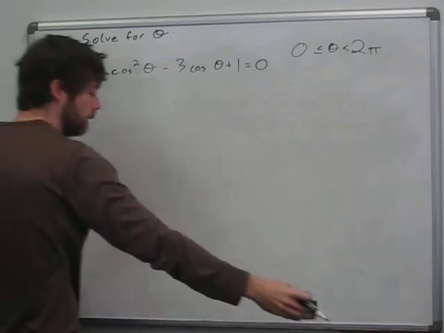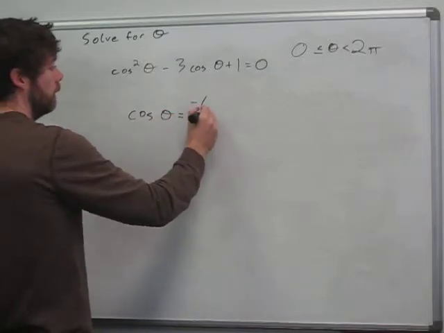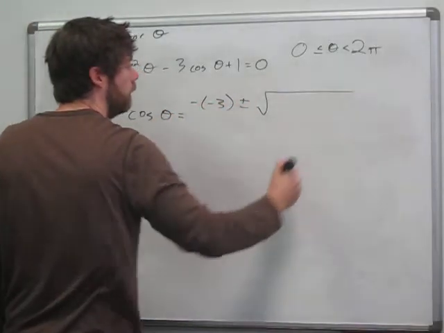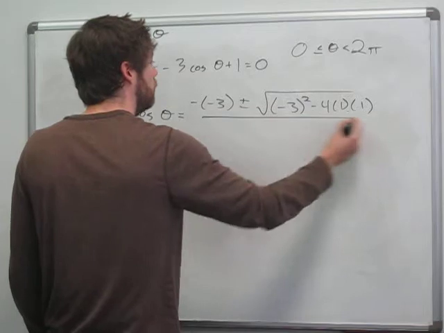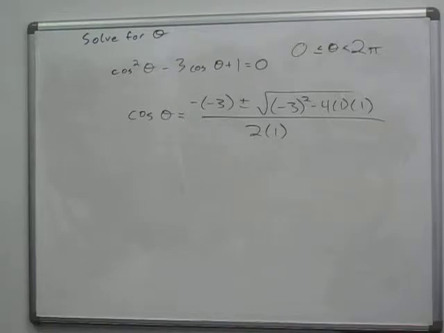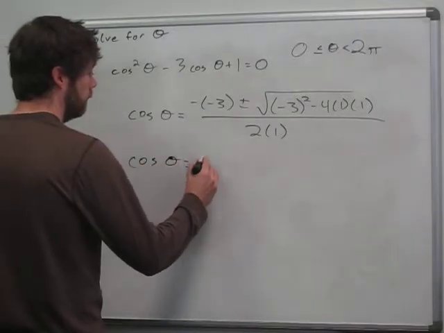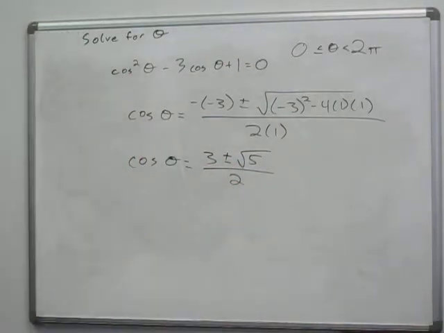But instead of x equal to, we're going to have cosine of theta equal to negative b plus or minus square root of b squared minus 4ac, all over 2a, right? The a here is 1, the b is a negative 3, and the c is also 1. Alright, so this simplifies to 3 plus or minus the square root of 5, all divided by 2. And so let's consider each of these solutions separately.